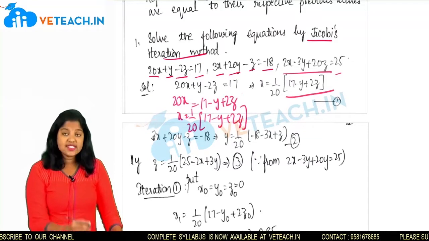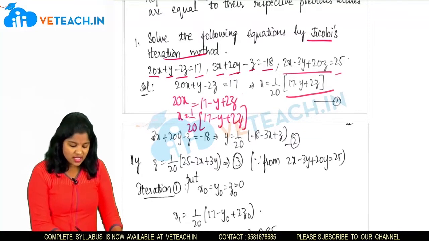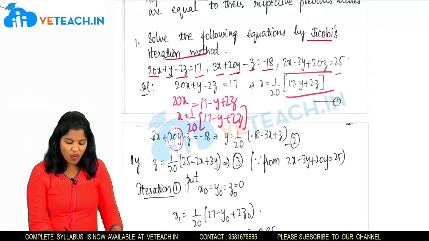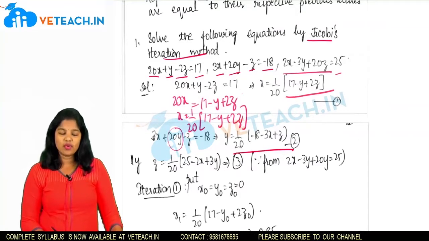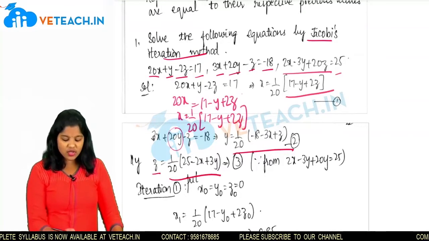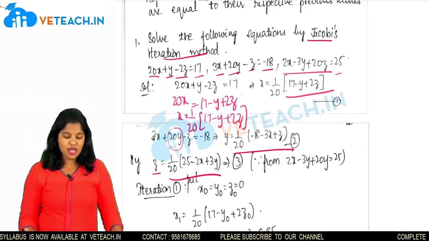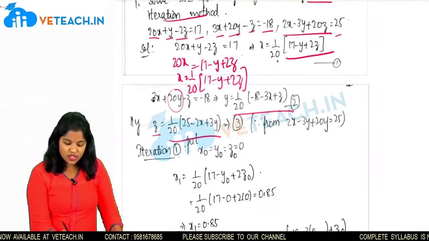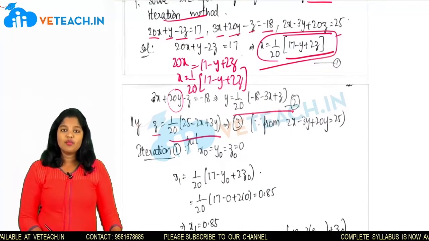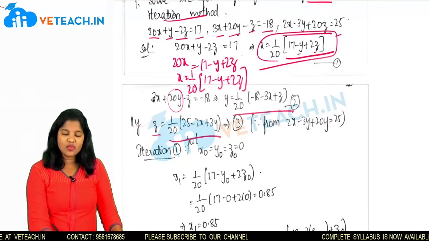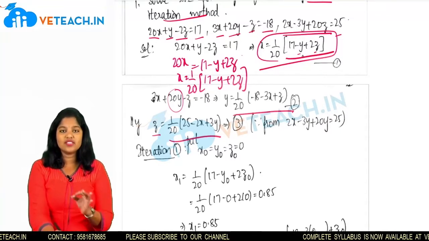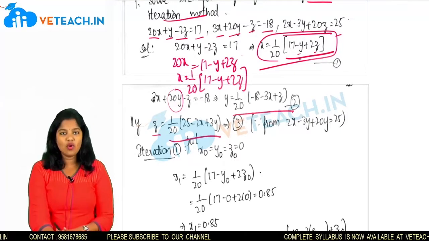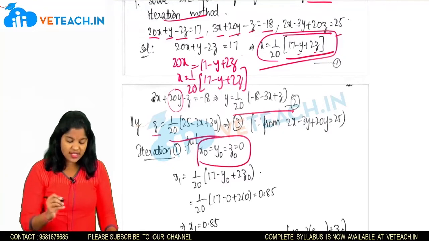Similarly, convert the second equation also. Only keep the y term on this side and bring all other terms to the other side: y is equal to. Similarly, the z equation will also be treated in the same manner. So for iteration 1, in equation 1, this is our equation 1, put the x, y, z values as x0, y0, z0. That is 0. Initial values will be only 0.